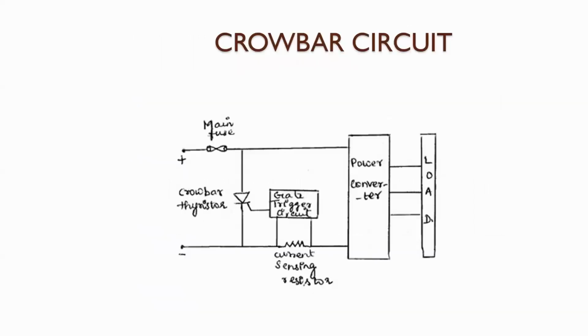So in this circuit, two types of thyristor are used. One is the crowbar thyristor, and the other is the normal thyristor, which is used for normal operation. What the crowbar thyristor actually does is sense the current in the circuit. Whenever the current exceeds the preset value, it turns on the SCR, and the current flows through the crowbar thyristor. If the current flows for a long duration, then the main fuse will operate, and it will disconnect the faulty portion from the circuit.